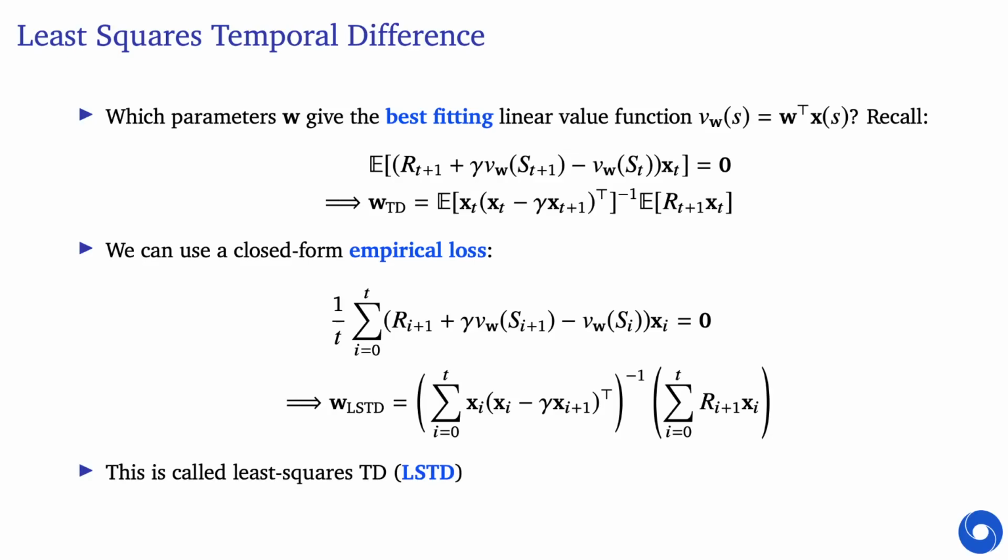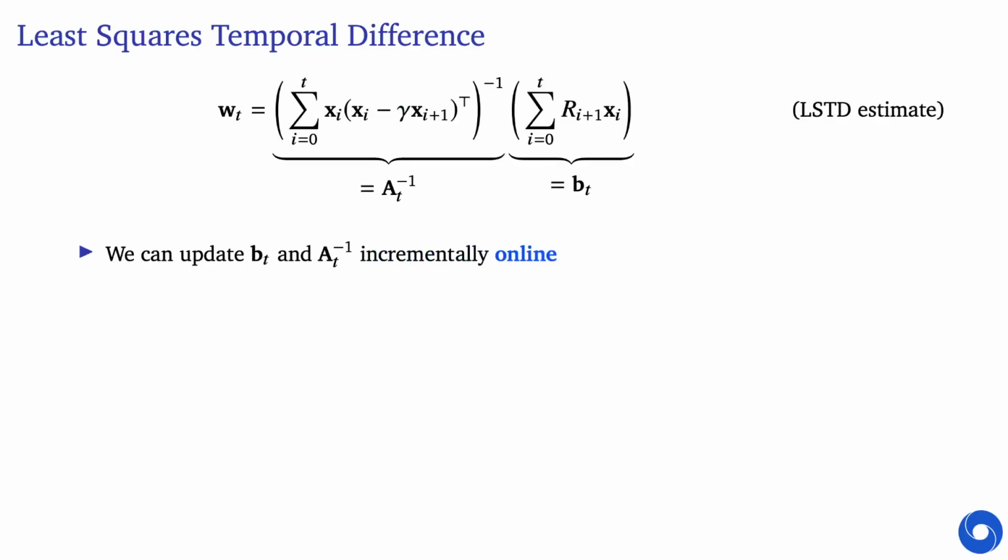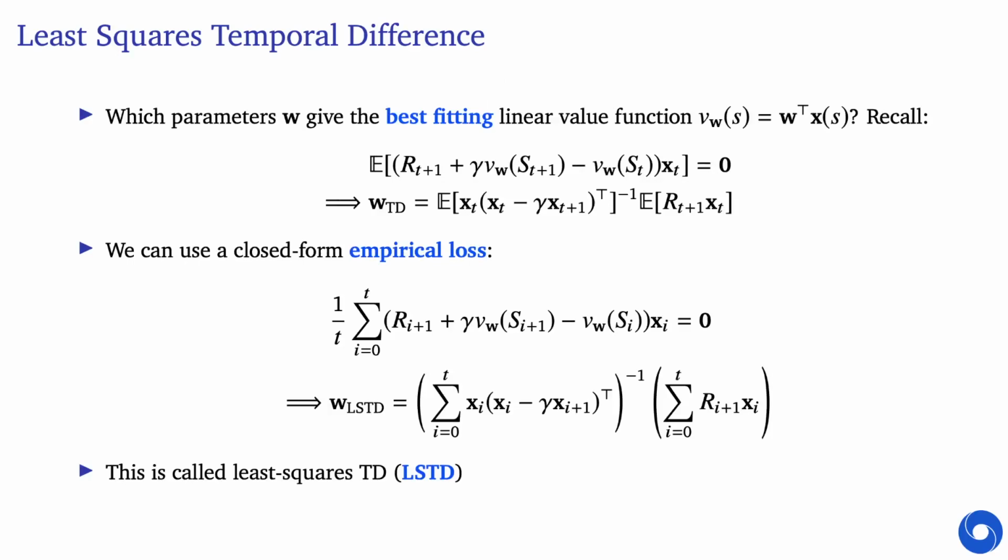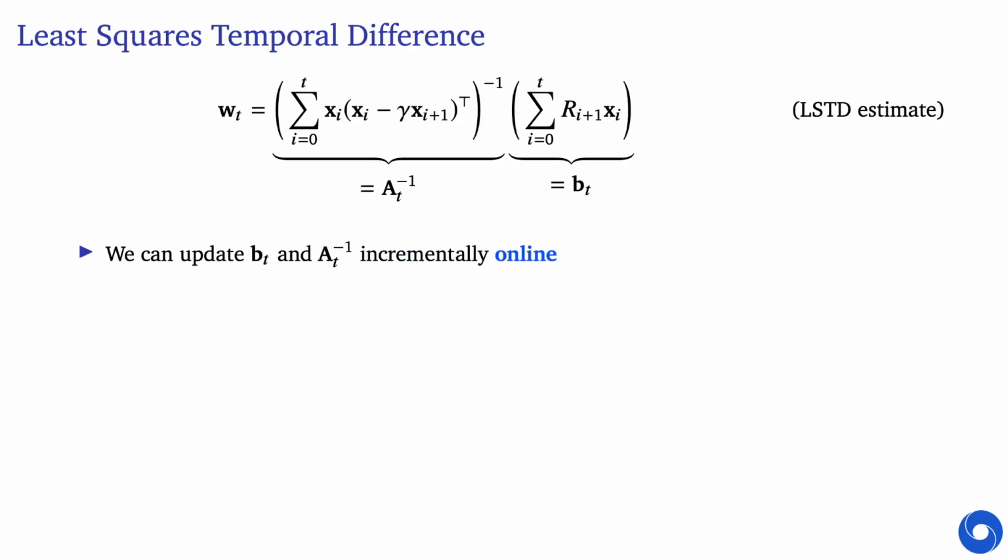So we can put that equation here at the top of the slide, where I made one change. In the previous slide I called it WLSTD, and now I'm just going to call it WT, because in fact we can change this. As we get more data, WT can change, because it's just a data dependent weight. And indeed we could be interested in these predictions for any time step during learning, right?